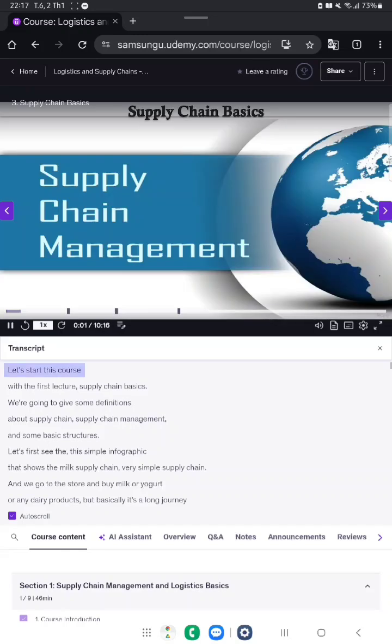Let's start this course with the first lecture, Supply Chain Basics. We're going to give some definitions about supply chain management, and some basic structures.